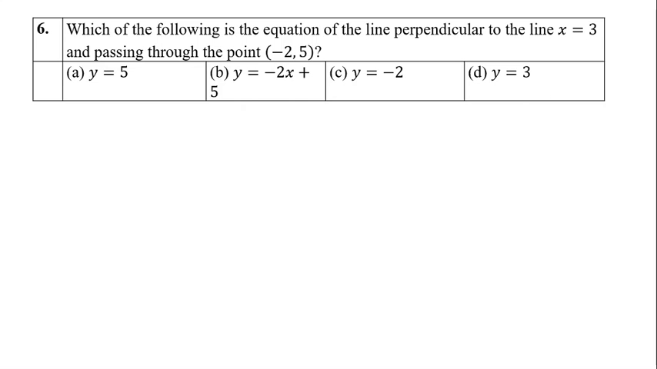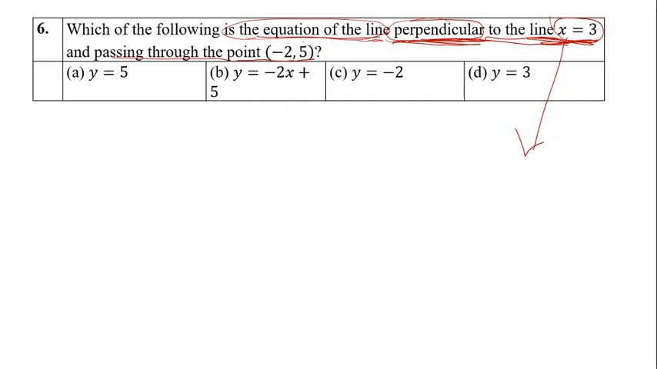Which of the following is the equation of the line that is perpendicular to the line x equals 3 and passing through the point minus 2, 5? In this problem, we check the perpendicularity. It's asking what's the equation of the line which is perpendicular to the line x equals 3. So x equals 3 is a non-standard line.